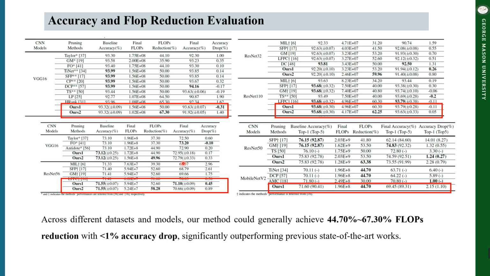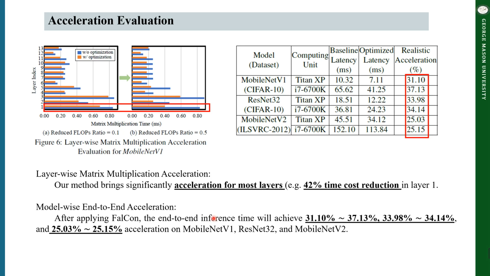We evaluated our method on different datasets and models, and our method could generally achieve 44% to 67% FLOPs reduction with a 1% accuracy drop, which significantly outperforms the previous state-of-the-art works. We also evaluated our method on the GPU and the CPU and show the acceleration performance.